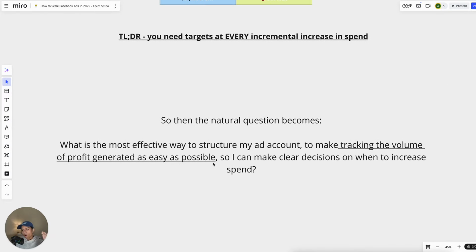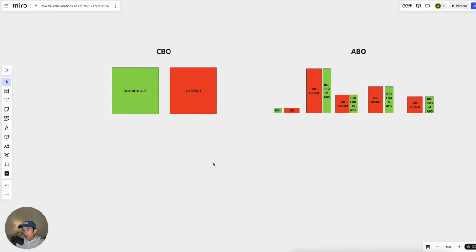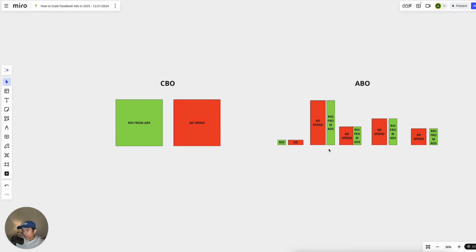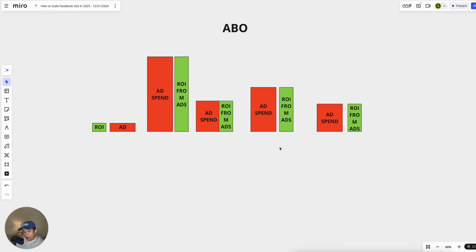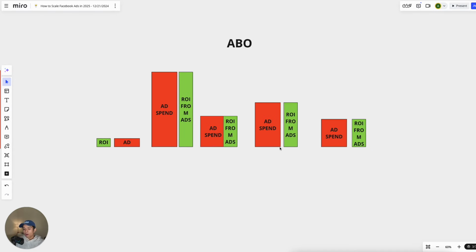We're focused on volume, and we want to structure the account in such a way that tracking the volume of profit generated is as easy as possible. And if we do, I just want to compare and contrast. It's very, very simple. If you're doing an ABO setup, for every individual campaign and budget that you have going on in the account, you need to track the ROI from the ads in order to make an effective scaling decision, as we've just defined, right?